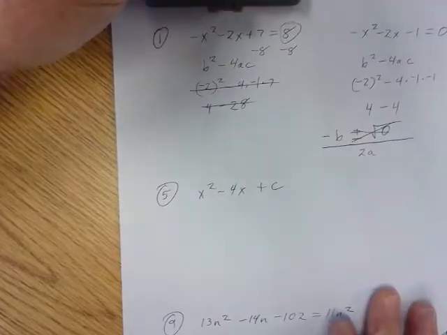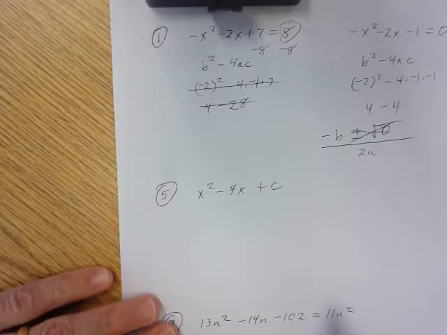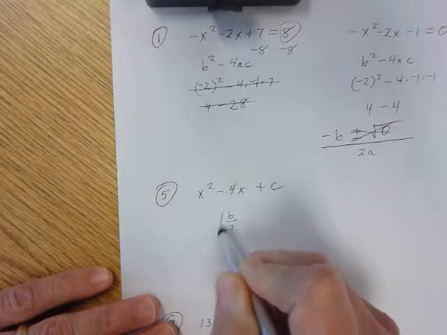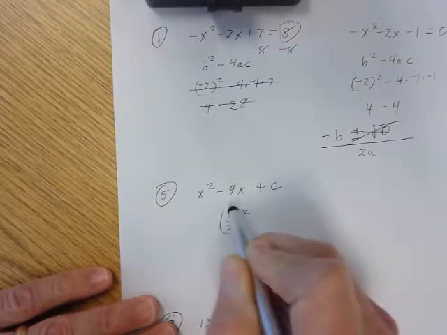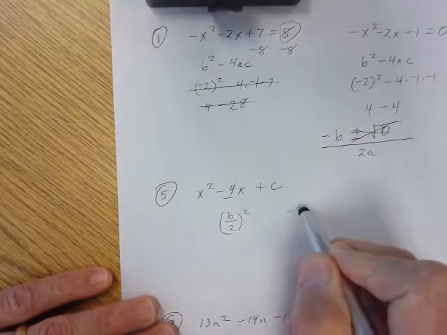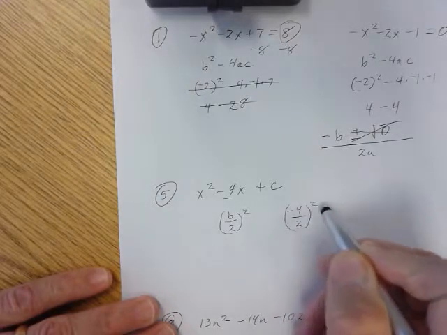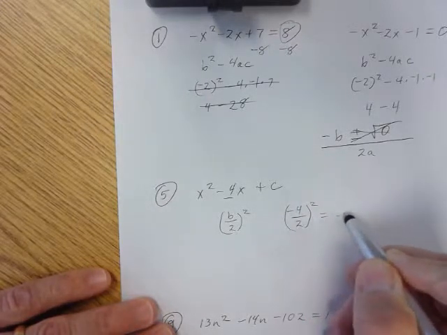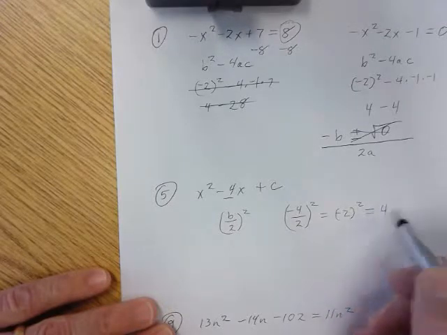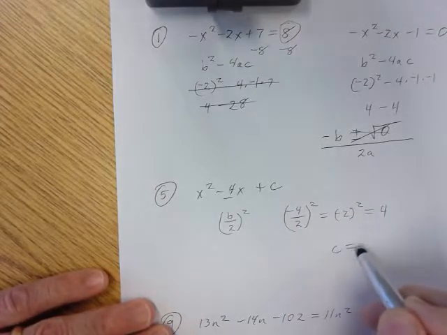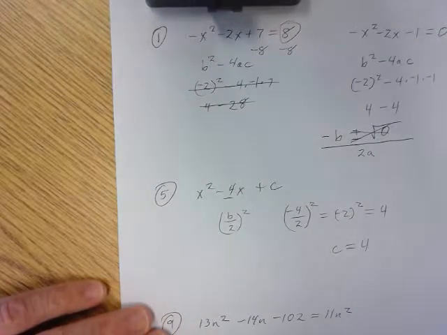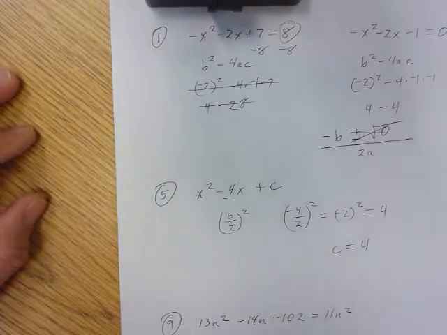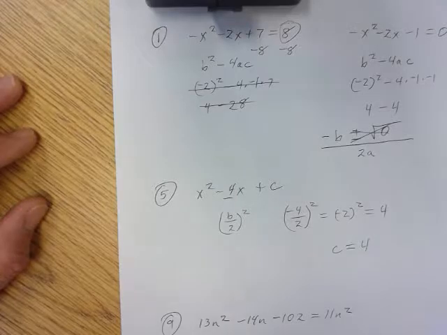Okay, number 5. Find the value of c that completes the square. Remember that in order to complete the square, we're going to take b divided by 2 and then square it. So in this case, b is negative 4. So we're going to take negative 4 divided by 2 and square it. Negative 4 divided by 2 is negative 2. That's negative 2 squared, which is 4. So the c would be 4 to complete this square. Okay, try 6, 7, and 8. And again, 8 comes out as a fraction, so that's good practice for you.